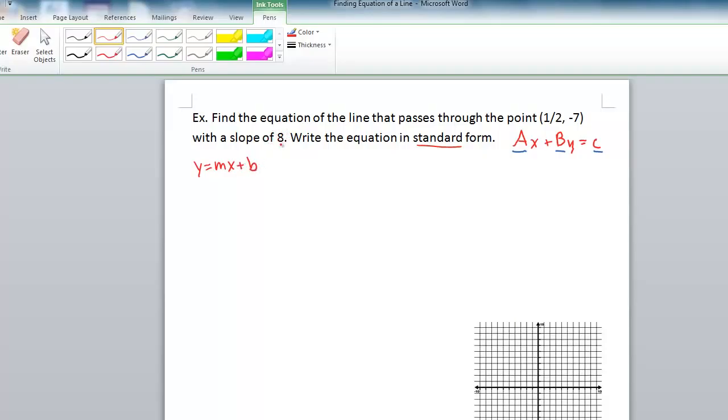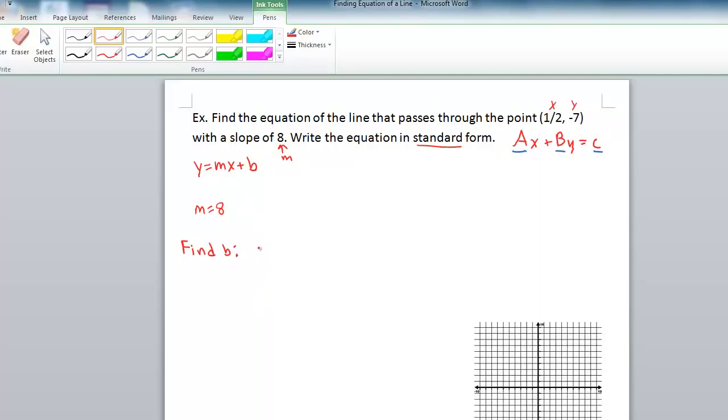We have the slope of the line. We also have a point that we know is on the line, (1/2, -7). That means that when x is equal to 1/2, we know that y is equal to -7. So let's find the equation of our line. We're already given the slope. Now we need to find the y-intercept using the slope and our known point. We do that by plugging them in to our y = mx + b form.